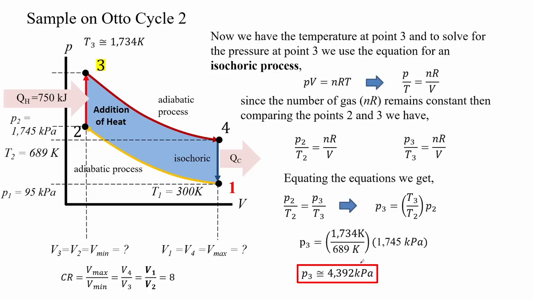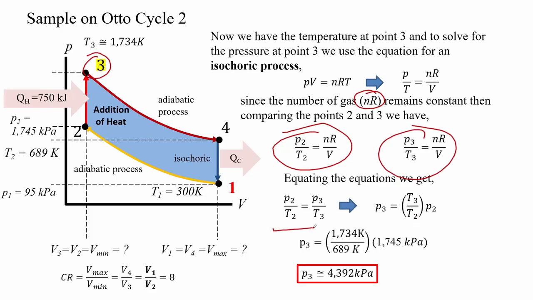Now we have the temperature at point 3, and to solve for the pressure at point 3 we use the equation for an isochoric process. Since the number of moles of gas, n, remains constant, then comparing the points 2 and 3, equating the formula and rewriting it to solve for the pressure, P3 is about 4,392 kilopascals.